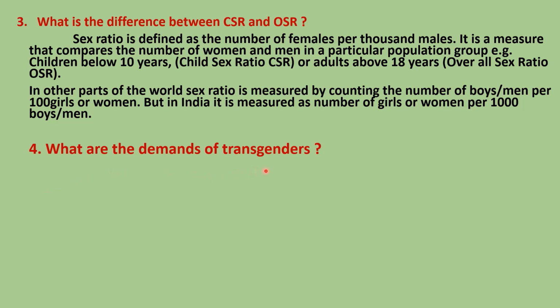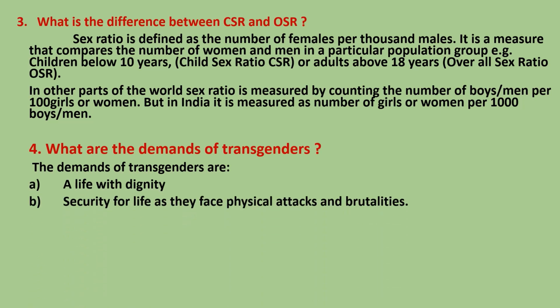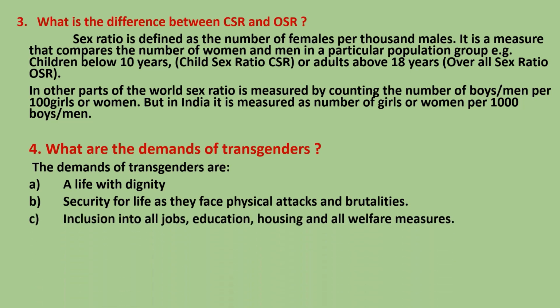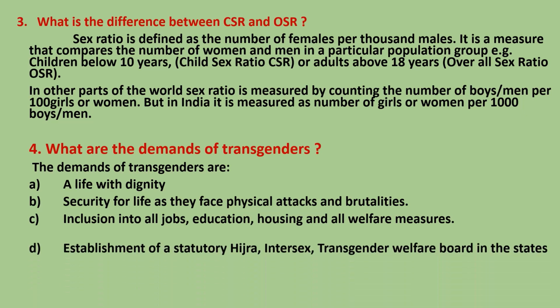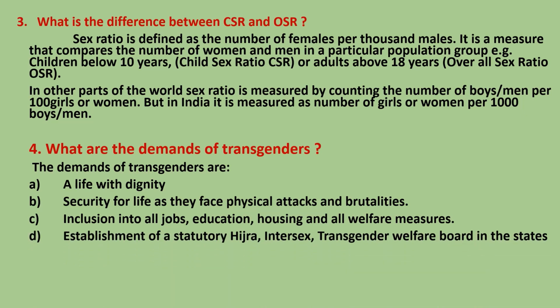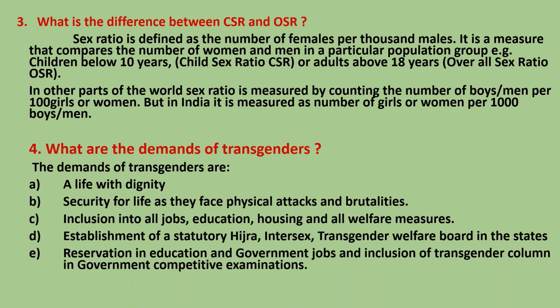What are the demands of transgenders? The demands of transgenders are a life with dignity, security for life as they face physical attacks and brutalities, inclusion into all jobs, education, housing, and all welfare measures, establishment of a statutory Hijra intersex transgender welfare board in the states, reservation in education and government jobs, and inclusion of a transgender column in government competitive examinations.